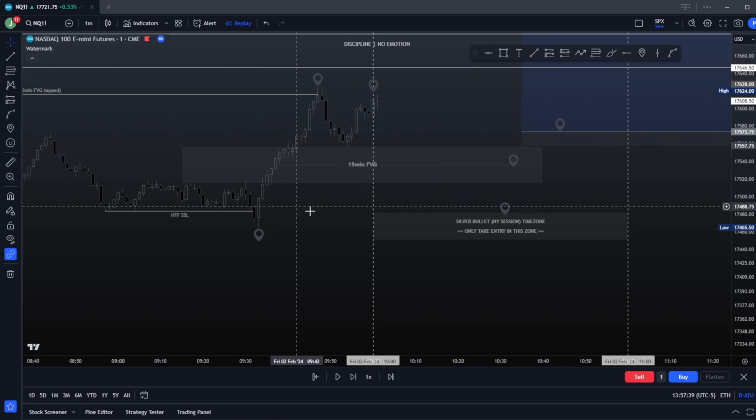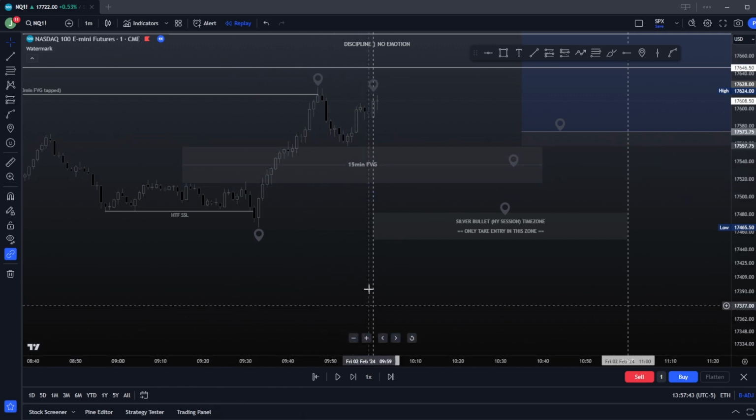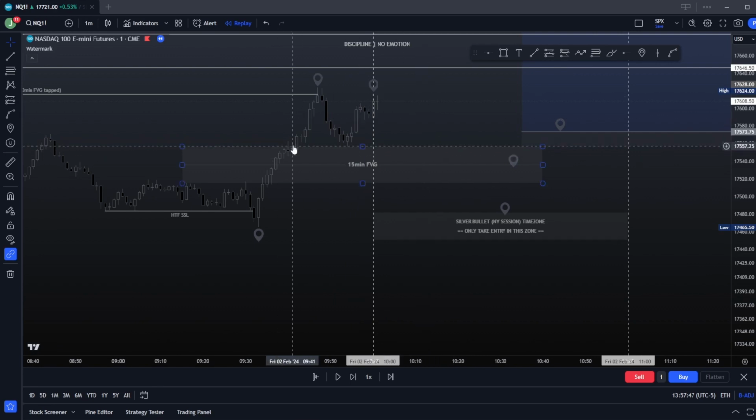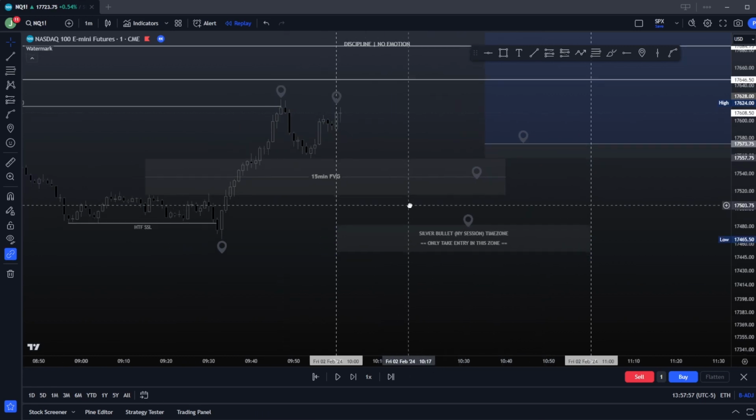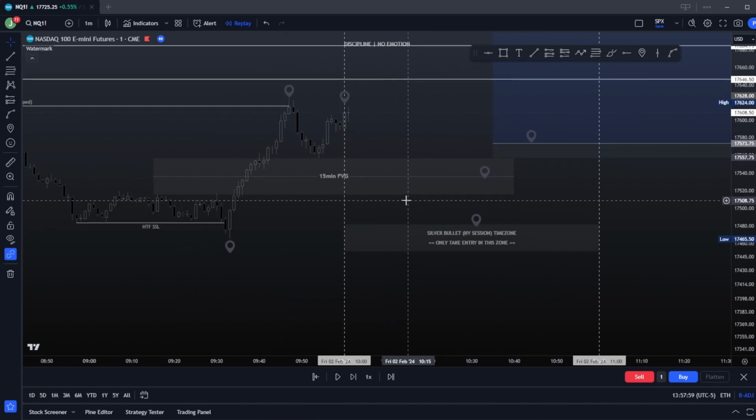You only take your entry inside of this time zone. Okay, if it shows up a little bit beforehand, don't enter. If it shows up at 9:59, don't enter. I know it sounds stupid, but through back testing and historical statistics, this time zone, 10 to 11, highest probability. So you stay strict to those rules. That's what makes you profitable.